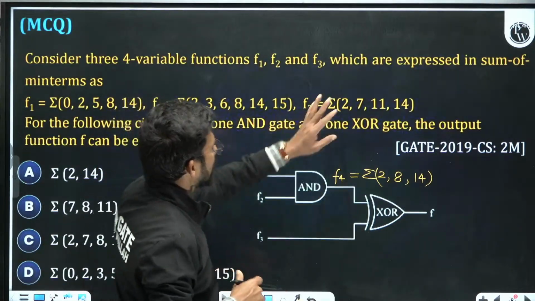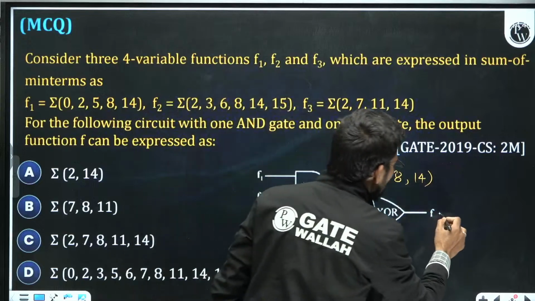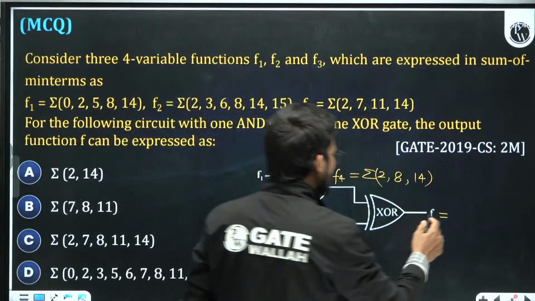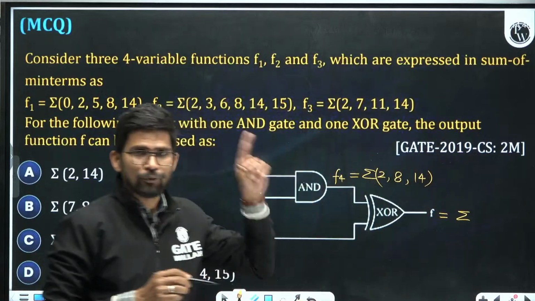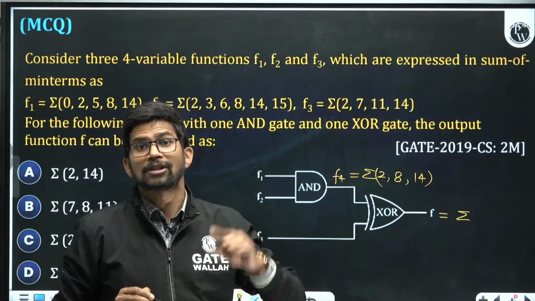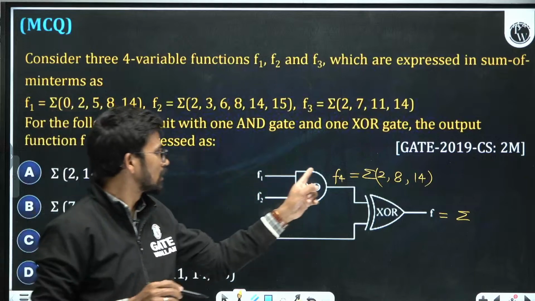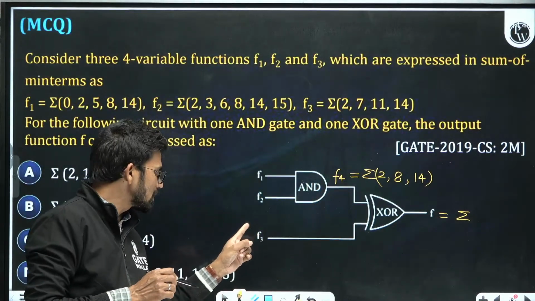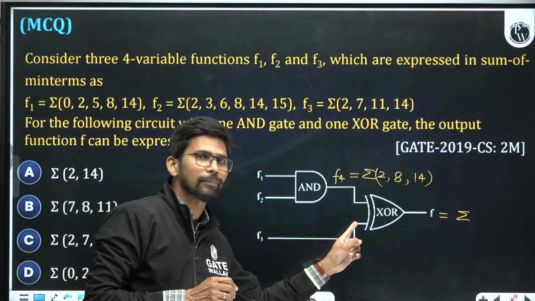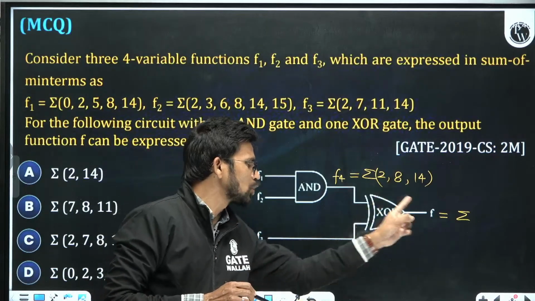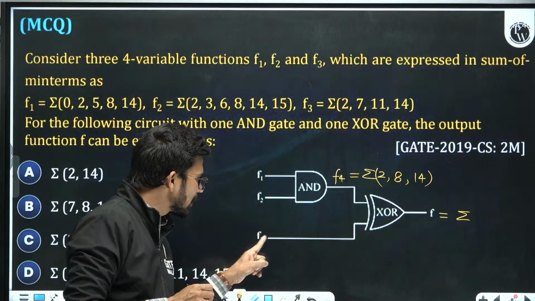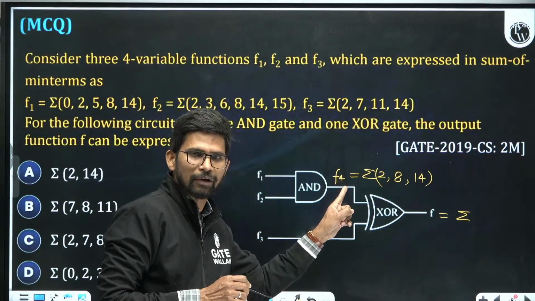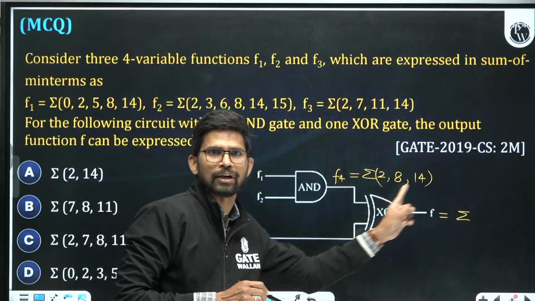Now f3 is already here. In case of XOR, only those terms will be there in the SOP expression which are there in one function but missing in the other function. Why? Because if a term is there in f4, corresponding to that f4 will be 1, but if it is missing in f3, then corresponding to that term it will be 0, and 1 XOR 0 will be 1. Or if a term is there in f3, corresponding to that term f3 will be 1, but it is missing in f4, then f4 will be 0, and 0 XOR 1 is 1.